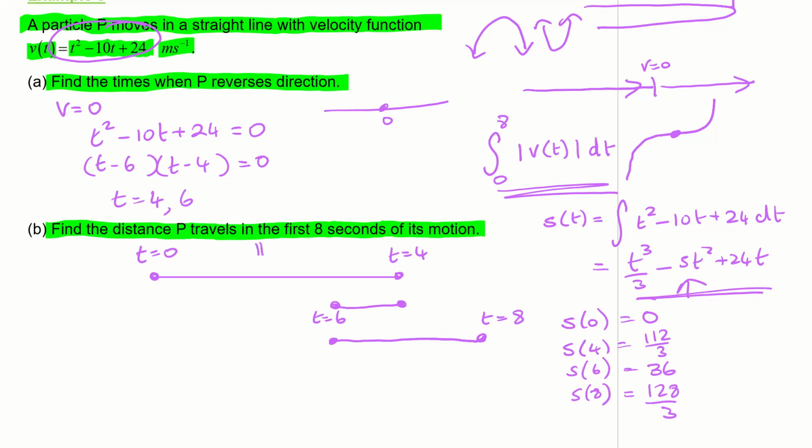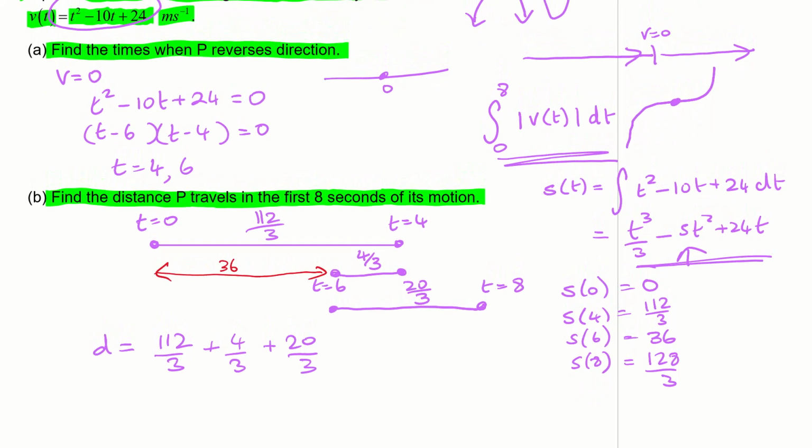So this distance here is 112 on 3. We know that that distance there is 36. And so this distance is 112 on 3, take away 36, which is 4 on 3. And then in a similar sort of way, we can get that this distance here is 20 on 3. And therefore the distance travelled is 112 on 3 plus 4 on 3 plus 20 on 3. And that gives me 136 on 3, or 45.3 recurring meters.